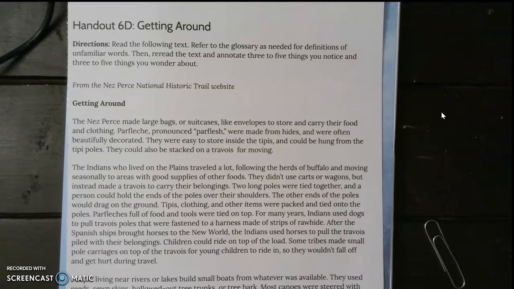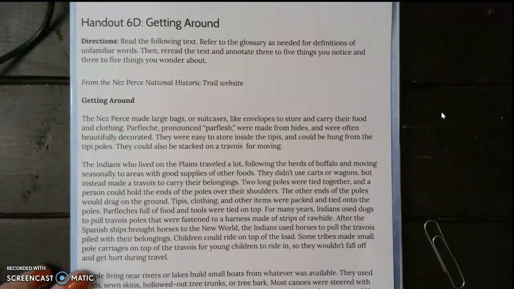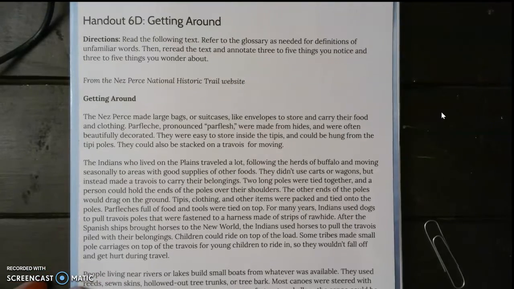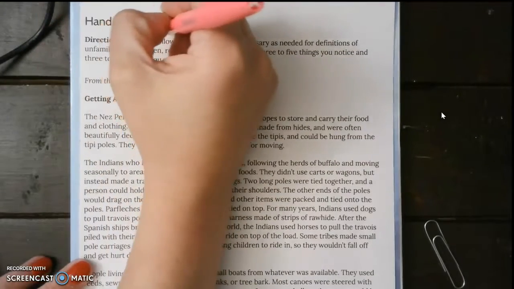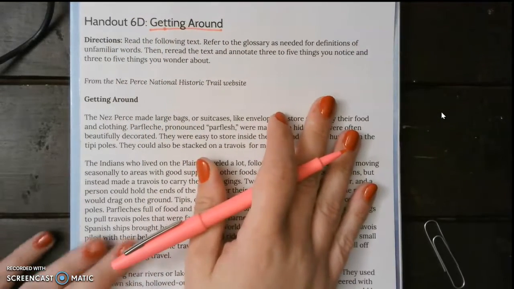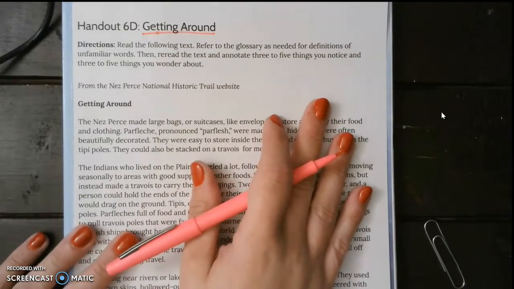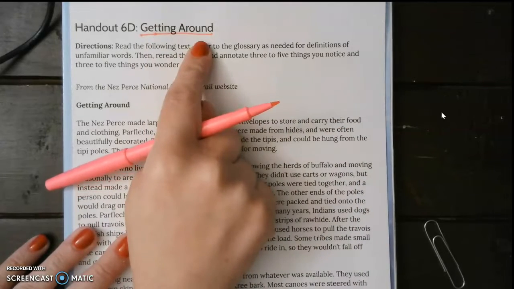Yesterday, we learned that good readers preview a text before they read. So today, we are going to be reading Handout 6D, Getting Around. We need to be sure to underline the title. The title is Getting Around, which makes me think that maybe this text is going to be all about how the Nez Perce got around or they traveled.